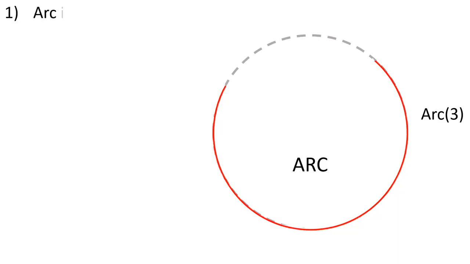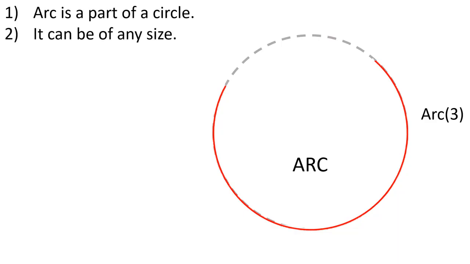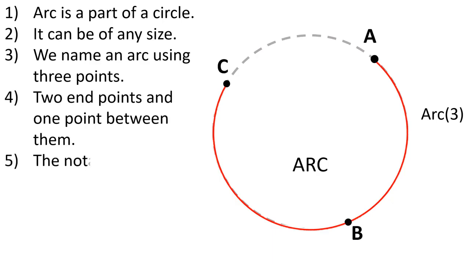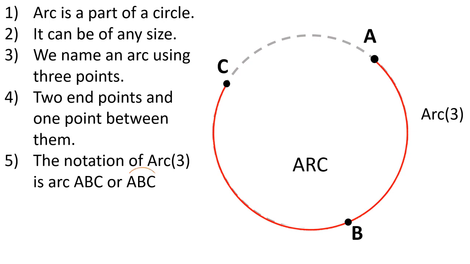Number 1, arc is a part of a circle. Number 2, it can be of any size. How to name or represent this arc? Number 3, we name an arc using 3 points. See how? 2 endpoints and 1 point between them. So the notation of arc is arc ABC, or an arc drawn above ABC.